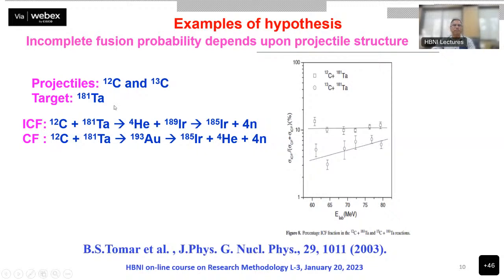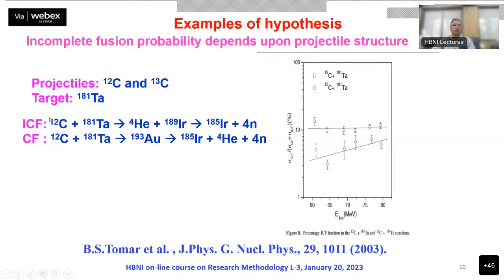And the target is same. So the complete fusion means the two, projectile and target, will fuse together to form a compound nucleus. It will evaporate an alpha particle and 4 neutrons to give you 185 iridium. Whereas the incomplete fusion means the carbon-12 does not fuse completely.